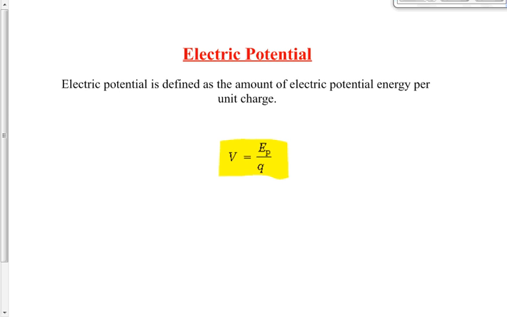So let's use an analogy here. There's 13 of us in this room right now. Let's say we have $65 total. If energy is money, then the total energy we have is 65. The money per person would be what?